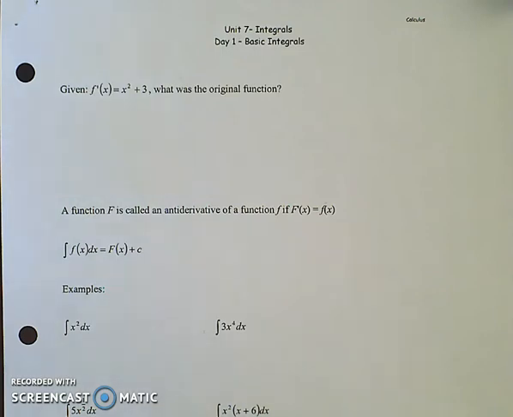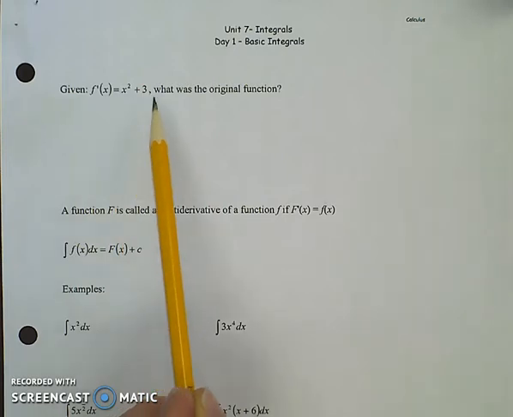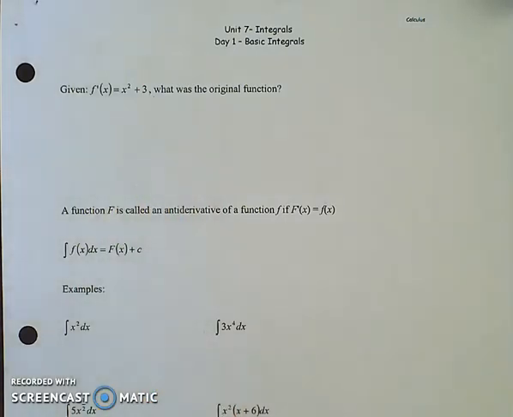You have completed what I think is probably the most difficult unit, applications of derivatives, and now we are on to the second part of calculus, which is integrals. With integrals, you're working backwards from what we have learned with derivatives. So if we look at this first one, given that f prime of x is x squared plus 3, what was the original function? If you want to pause it and try to do it, please do that now.